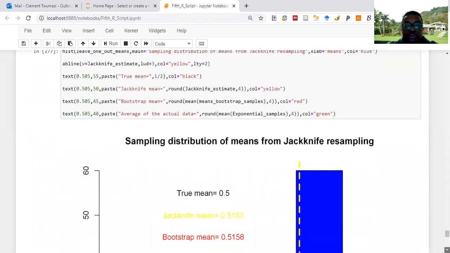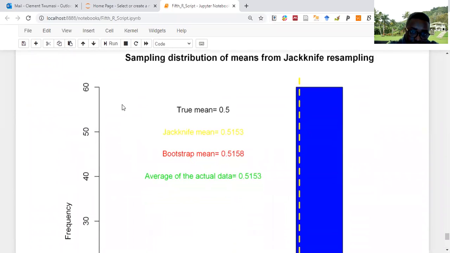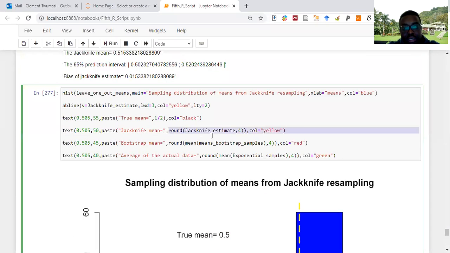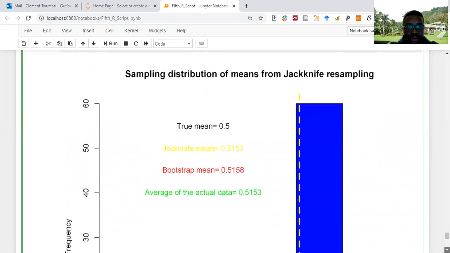And if you plot the distribution, now look at something. This was the true mean. It was 0.5. So for any estimator to be doing well, it should be very close to 0.5, isn't it? The actual average of the data is 0.5153. I've recorded it in 4 decimal places. That is what the round does. If you see round here with the 4, I'm rounding this number to 4 decimal places. So you can follow each line of code and understand what is happening.